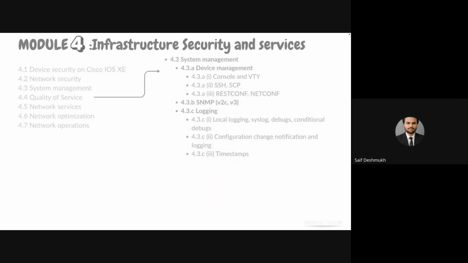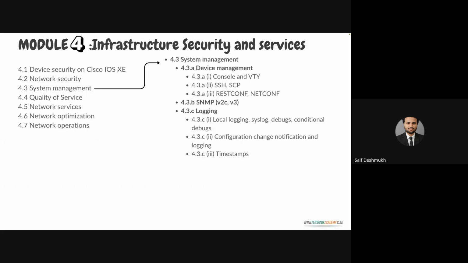4.3 is system management. Here is all the stuff that we use to manage the systems, whether it's logging, device management, SNMP. The lab exam is so huge, do you have so much to cover? You don't. Even if something comes from module 4, it's going to be in a really small portion. It's not going to be a separate question, rather it's going to be a part of a question. Along with other things, they might tell you to just do something or achieve something in that.